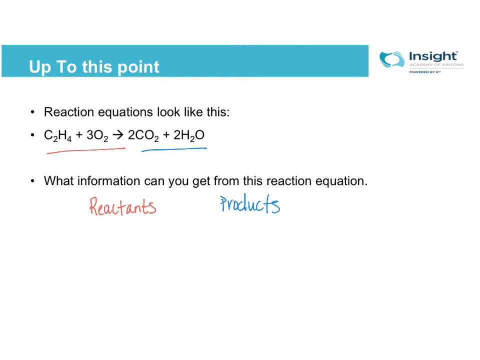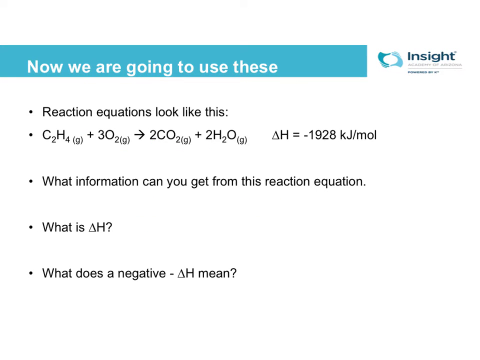You can tell how many of each thing that you need, like that you need to put in 3 oxygens and you get out 2 carbon dioxides and 2 waters. We call that the whole balancing thing. Alright, a thermochemical reaction is going to maintain these components and add a little more information. So a thermochemical equation would look like this. Alright, so you still have those same reactants, your same products. You still have the balanced equation.